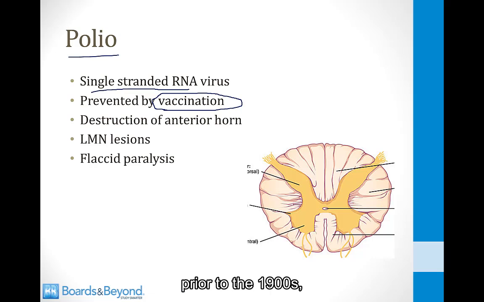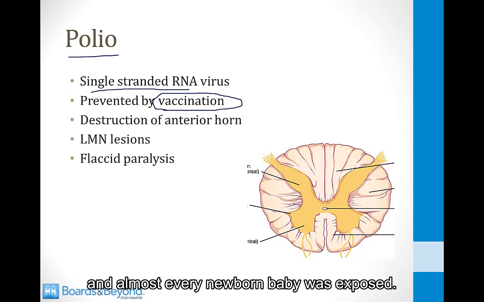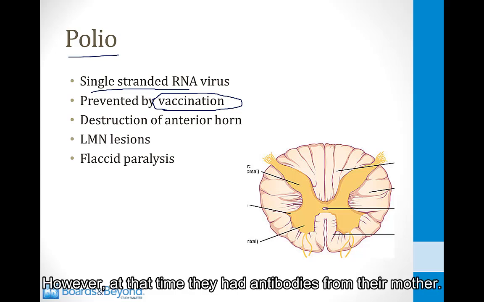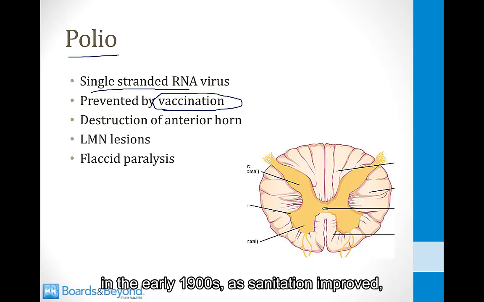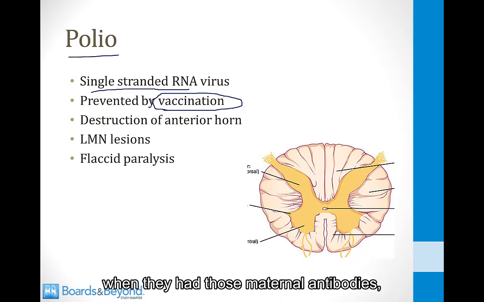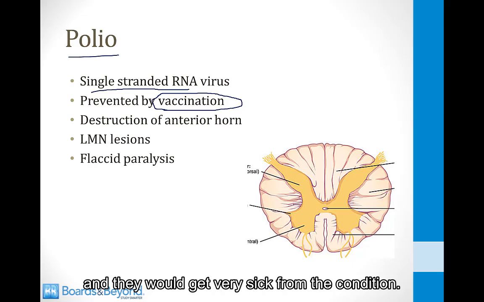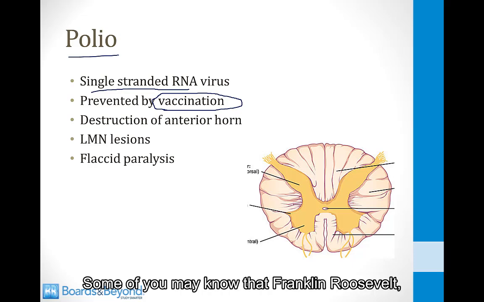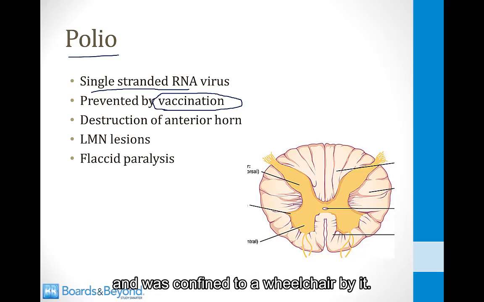Prior to the 1900s, polio was endemic in the United States, and almost every newborn baby was exposed. However, at that time, they had antibodies from their mother, so they had a very mild illness. In the early 1900s, as sanitation improved, there started to be less and less polio around, so babies didn't get exposed when they had those maternal antibodies. Thus, they grew up without exposure to polio, and then they got exposed when they were teenagers or young adults, and they would get very sick from the condition. Some of you may know that Franklin Roosevelt, who was president of the United States in the 1940s, had polio and was confined to a wheelchair by it.